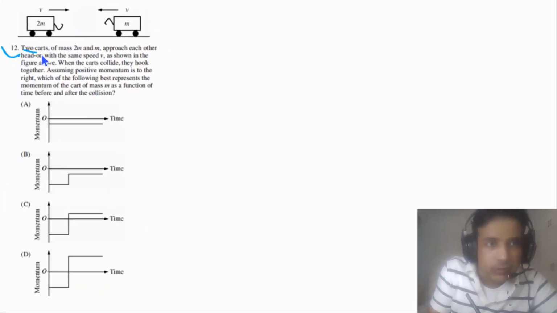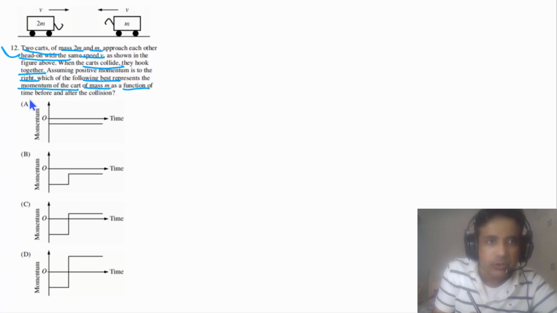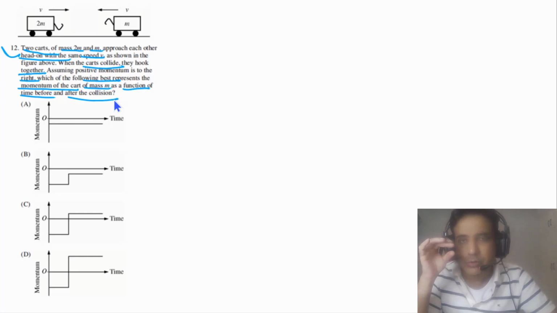Question 12 says two cars of mass 2m and m approach each other head-on with the same speed v as shown in the figure above. When the cars collide, they hook together. Assuming positive momentum is to the right, which of the following best represents the momentum of the car of mass m as a function of time before and after the collision? So we have to focus on the momentum of the car with mass m.